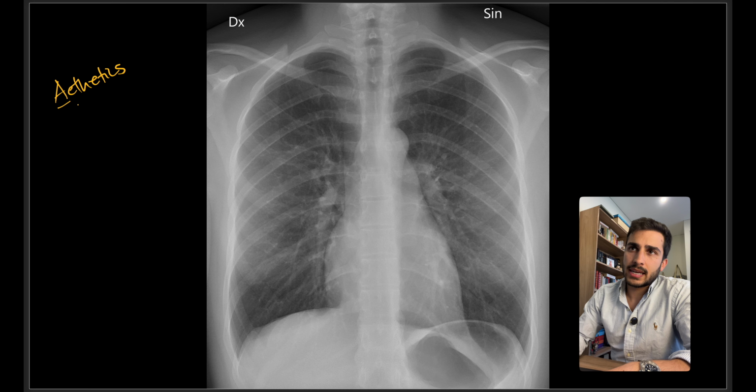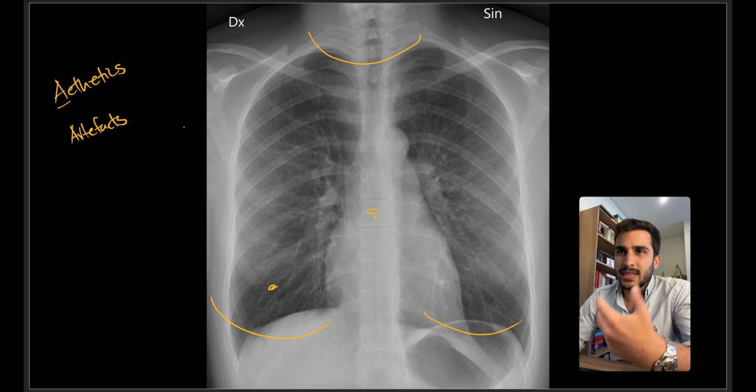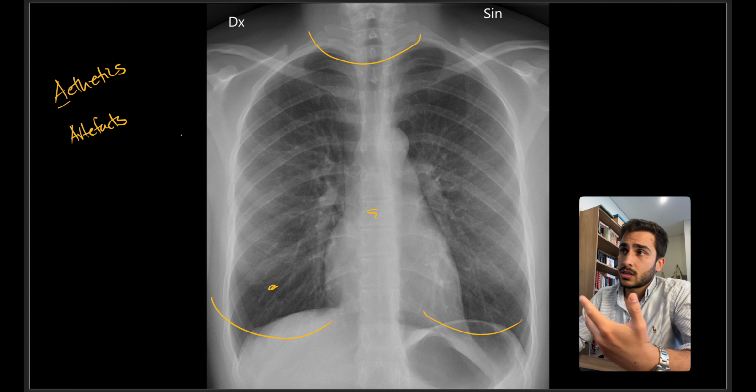And oftentimes in this A category, we also talk about artifacts, okay? Whether the patient has some kind of necklace, whether they have bra clips or bra wirings, or nipple piercings, whatever the artifact may be, that's also something to talk about. But in this case, there doesn't seem to be any artifacts on this image.